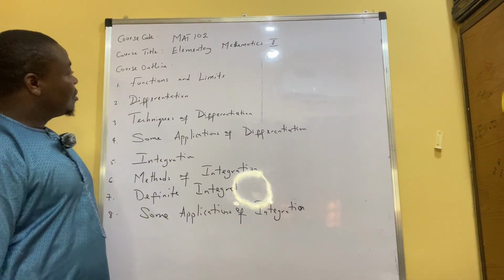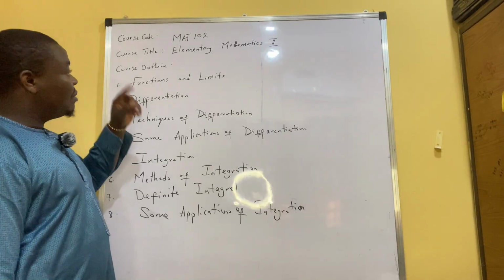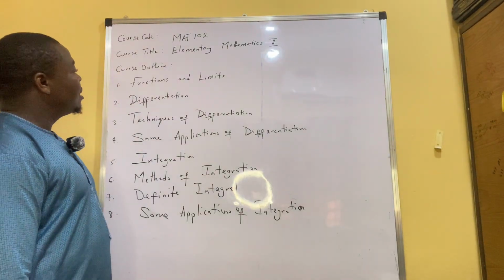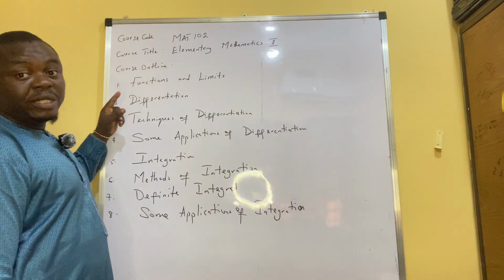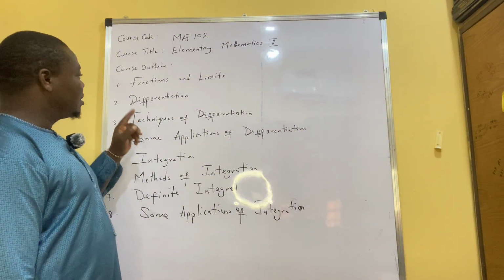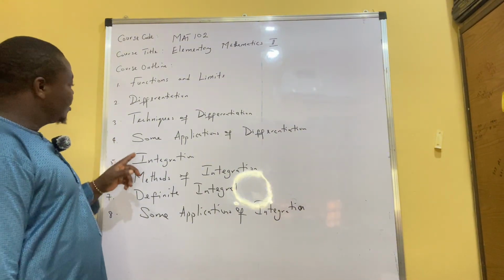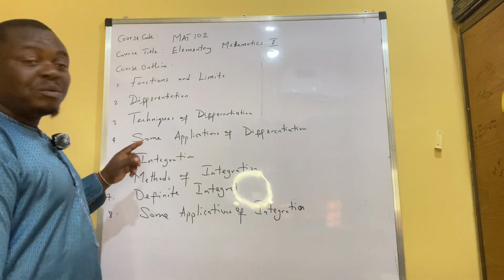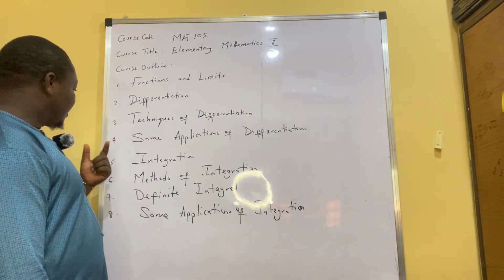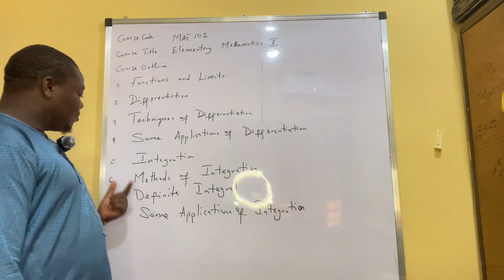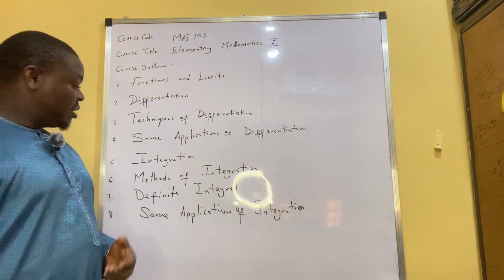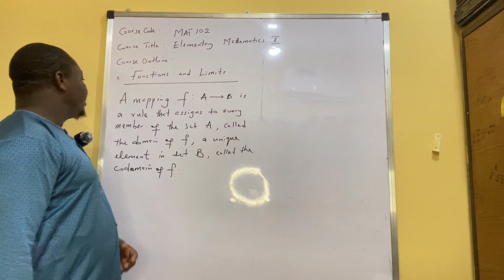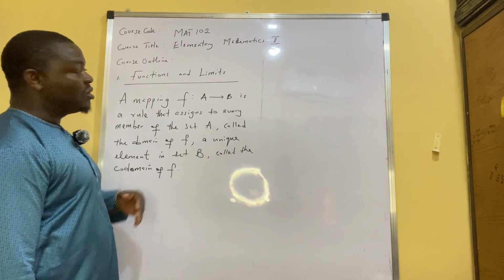So we'll be discussing the course with the code MHC 102 and title Elementary Mathematics 2. In this course, we're going to learn the following: functions and limits, differentiation, techniques of differentiation, some applications of differentiation, integration, methods of integration, definite integral, and some applications of integration. We're going to start with the first topic. We have the functions and limits.